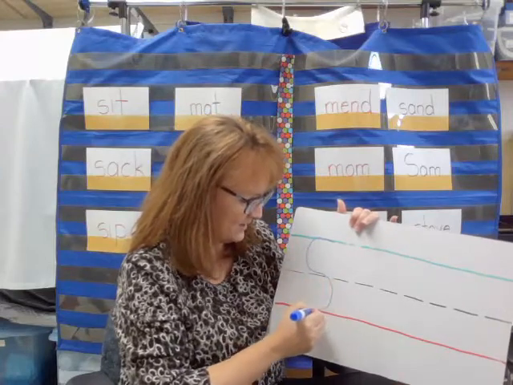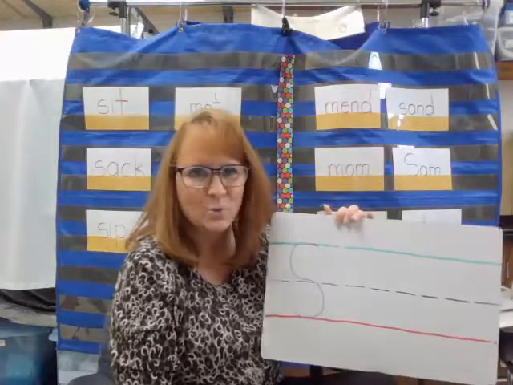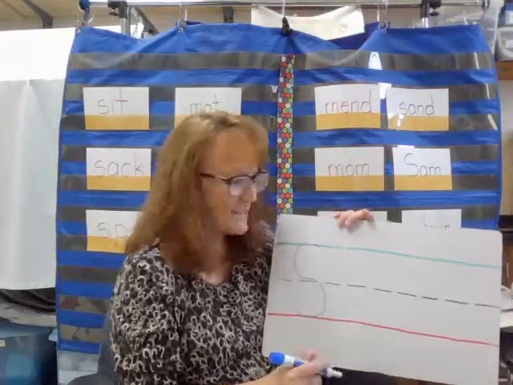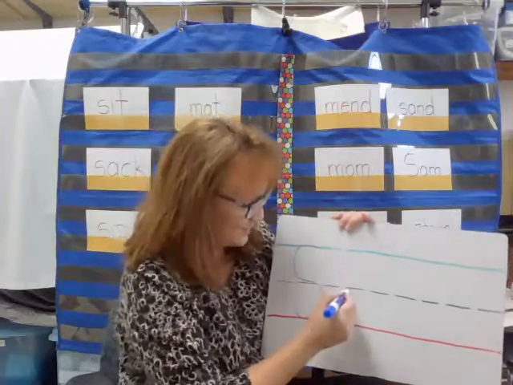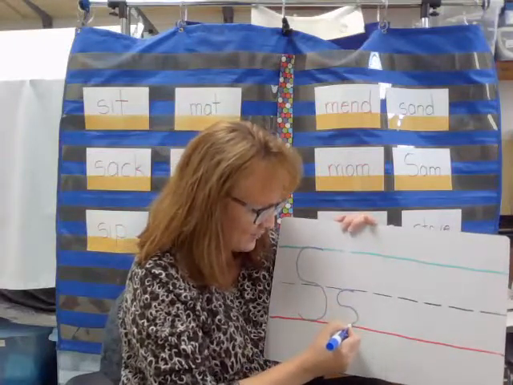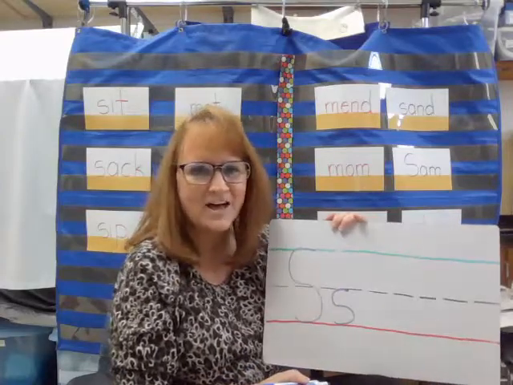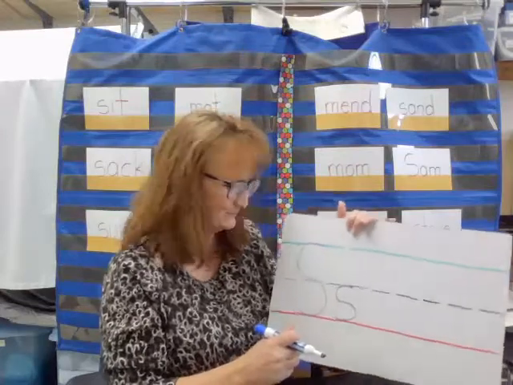Then you're going to curve the other direction to the middle. Then you're going to curve the other direction toward the bottom. Lowercase s is exactly the same shape. It's just small. So you start on the middle line, curve, and then curve back the other direction to the bottom. And that's how you would make the letter S on your homework today.